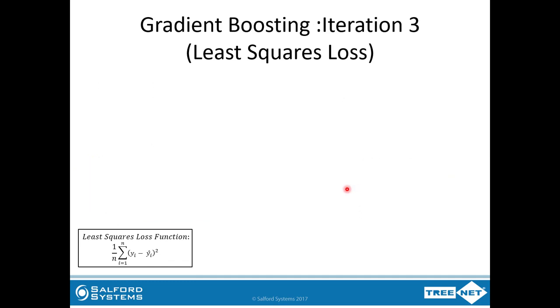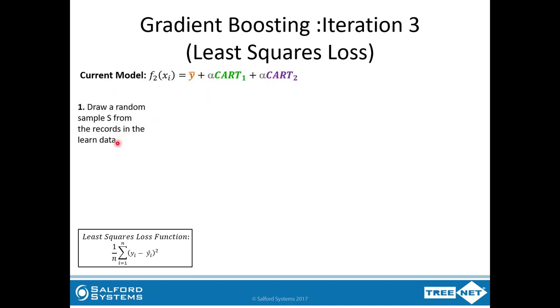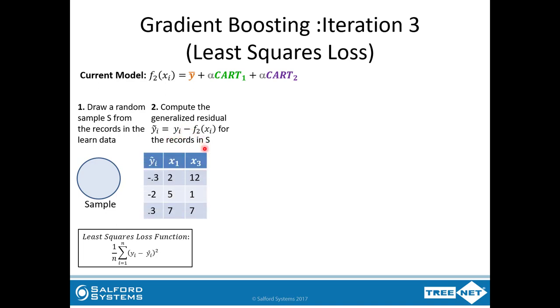Now for the third iteration, you can probably see the pattern, but let's just run through it again. We have our current model, F2. Draw a random sample now from the records in the learned data. Compute your generalized residual now for y minus F2. And then we're going to use this generalized residual as the target, and we're going to fit a small unpruned cart tree with those J terminal nodes using the records that we sampled here.